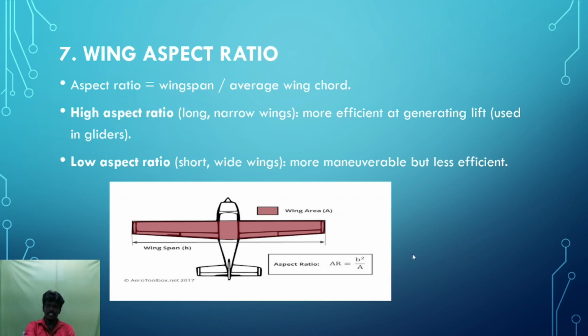This figure shows the wing area. The brown color shows the wing area. The aspect ratio: the aircraft has 2 wings. The tip of one wing and the tip of the other wing, this is the span. It is represented by B.